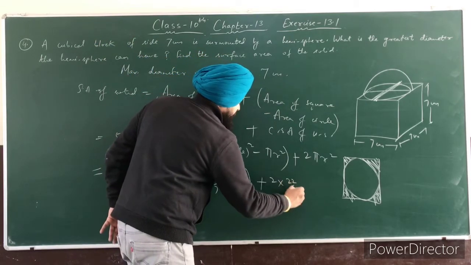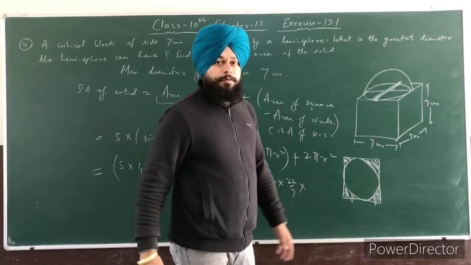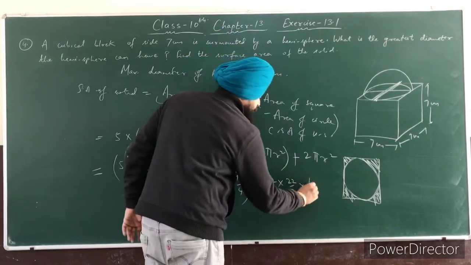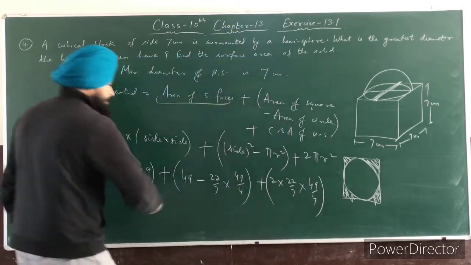Value of pi is again 22/7. Radius is 7/2. And 7/2 square is 49/4. Now we can solve this calculation.